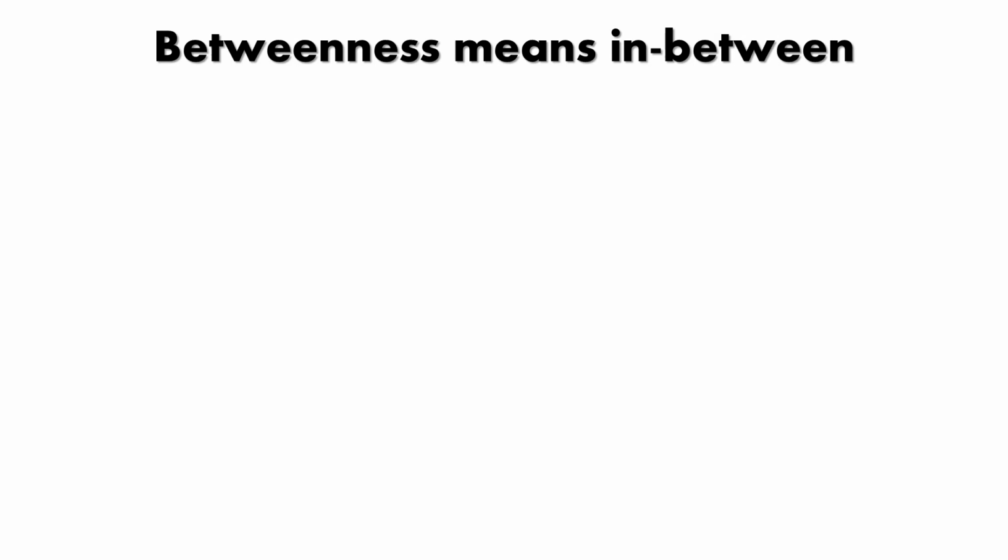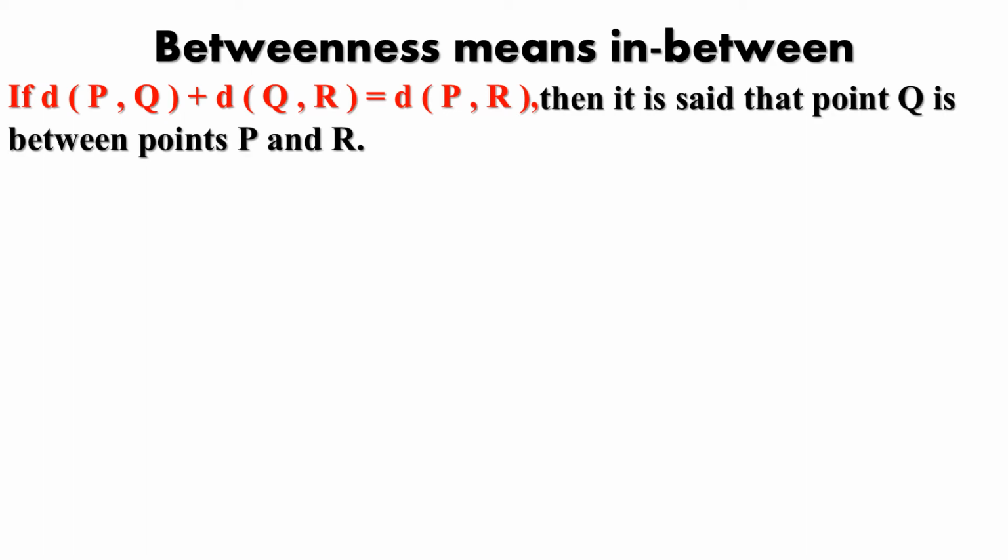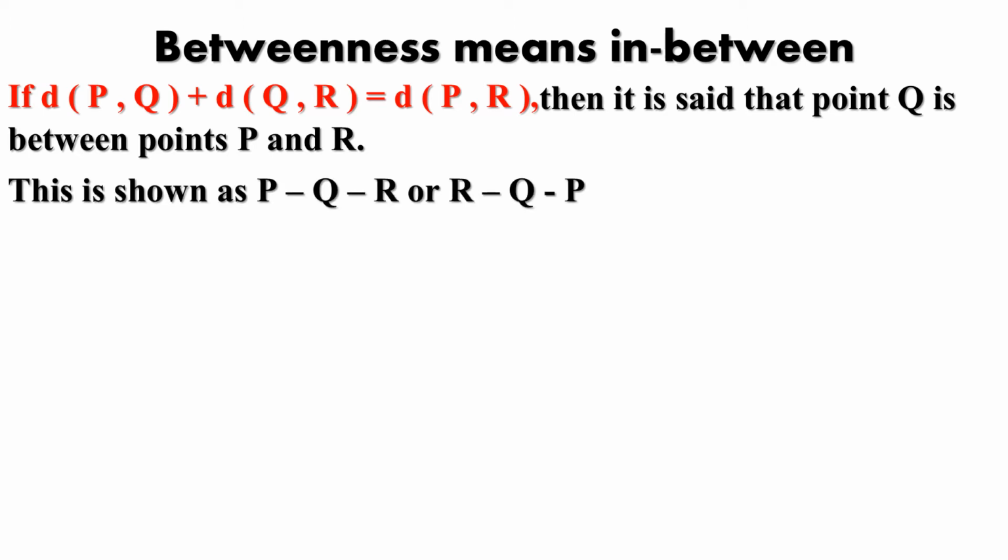Betweenness means in between. If distance PQ plus distance QR is equal to distance PR, then it is said that point Q is between points P and R. This is shown as P dash Q dash R or R dash Q dash P.